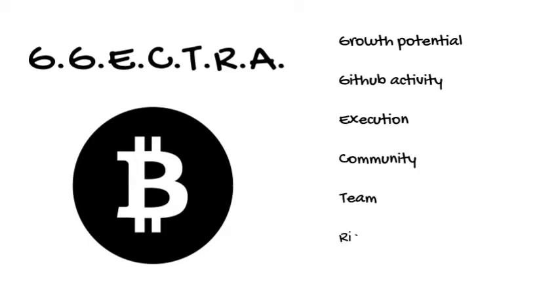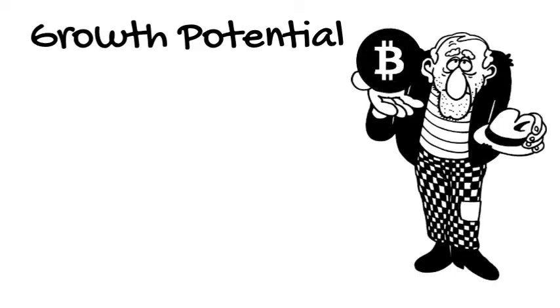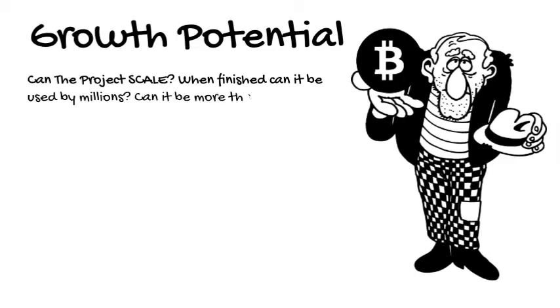GGECTRA. Growth potential, GitHub activity, execution, community, team, risk, and average score. First up, growth potential. Can the project scale? When finished, can it be used by millions? Can it be more than an idea?